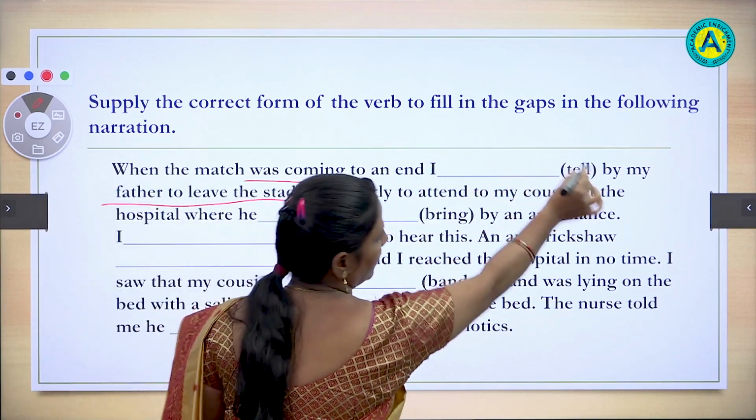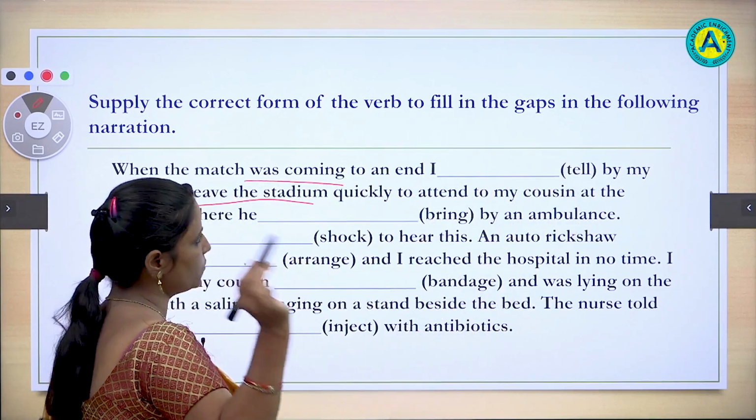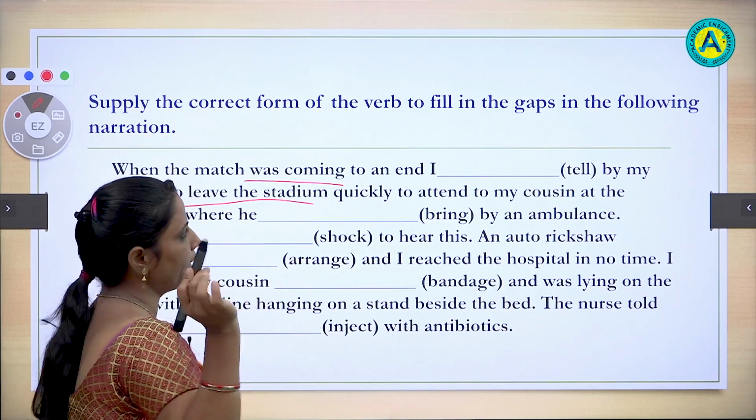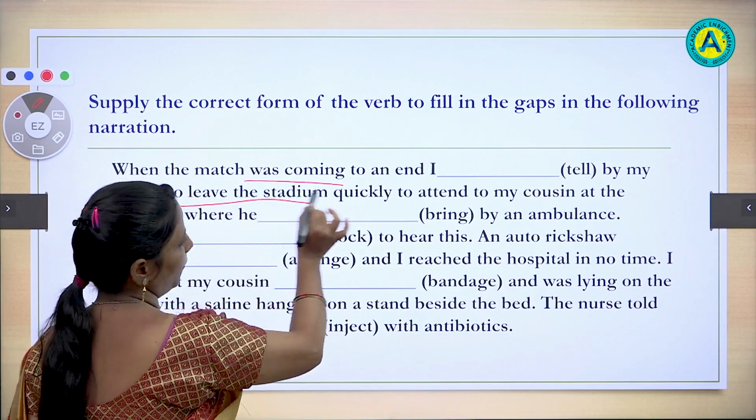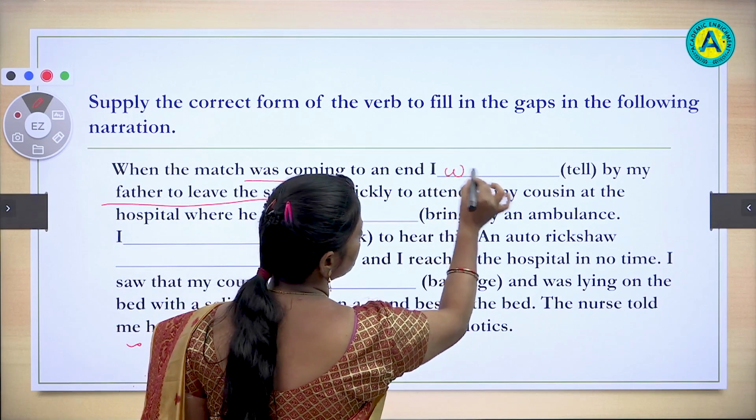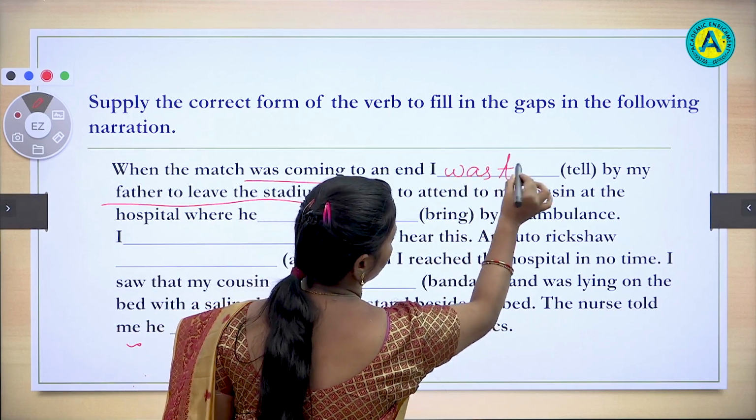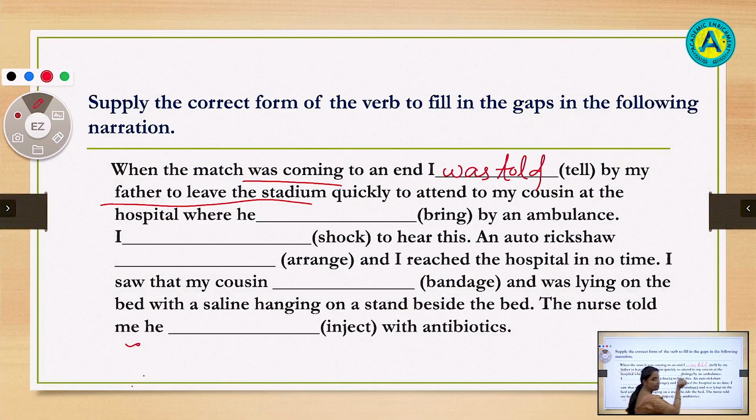So, which is the correct verb form of tell? Yes, students? Who can answer? Very good. When the match was coming to an end, I was told. It is in passive form. So, was told quickly to attend to my cousin at the hospital where he was brought by an ambulance. Very good.